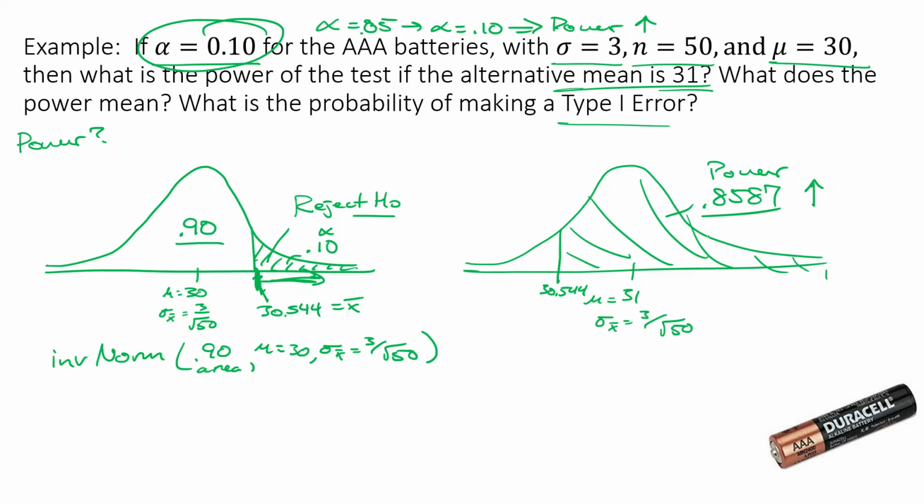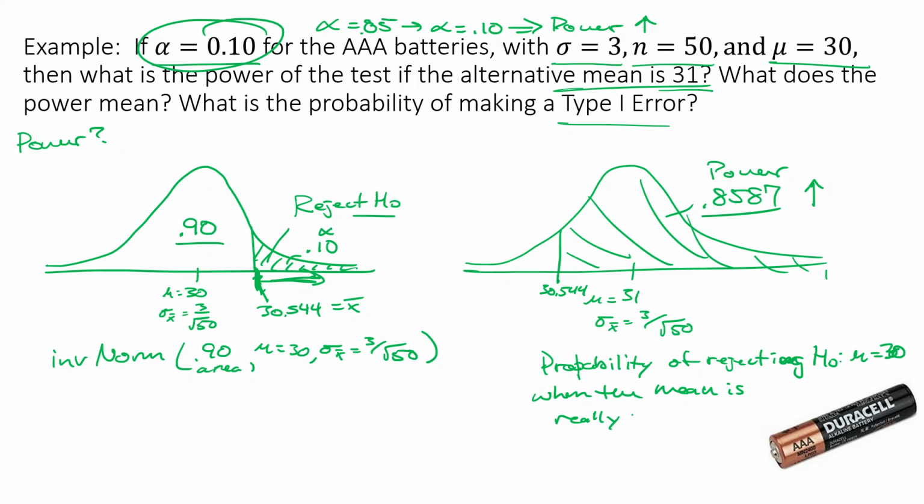So now this is the probability of rejecting the null hypothesis that the mean is 30, I keep writing wrong, when the mean is really 31, is 0.8587. That is what this power means.